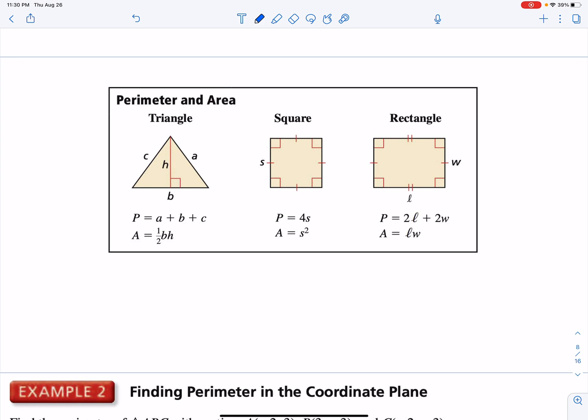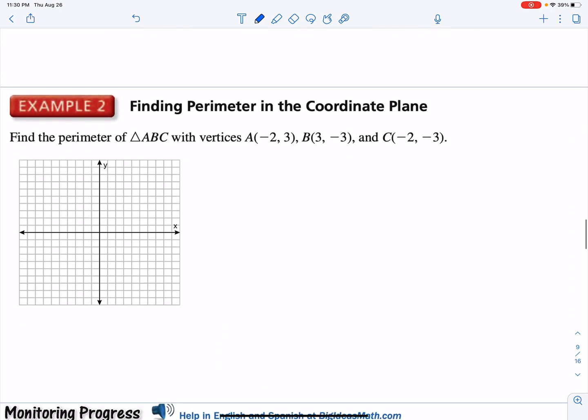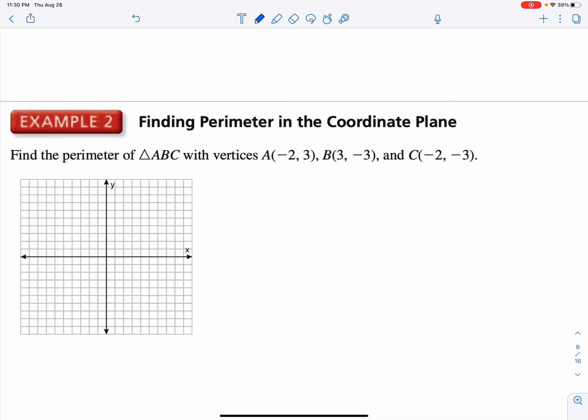Pretty familiar. Now, perimeter, you don't necessarily need to memorize a formula. Just remember perimeter is the distance around the outside of a figure. So finding the perimeter with vertices at A, B, and C, what we'll want to do on this one first is go ahead and write these points down, because otherwise we might mistakenly do the distance formula 3 times, and we really don't need to.